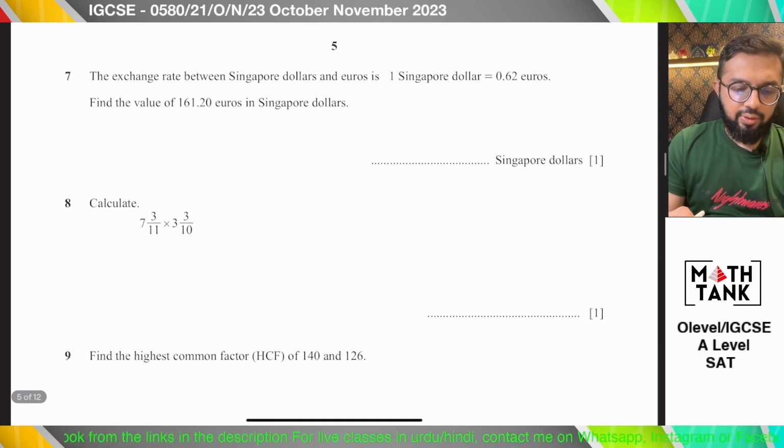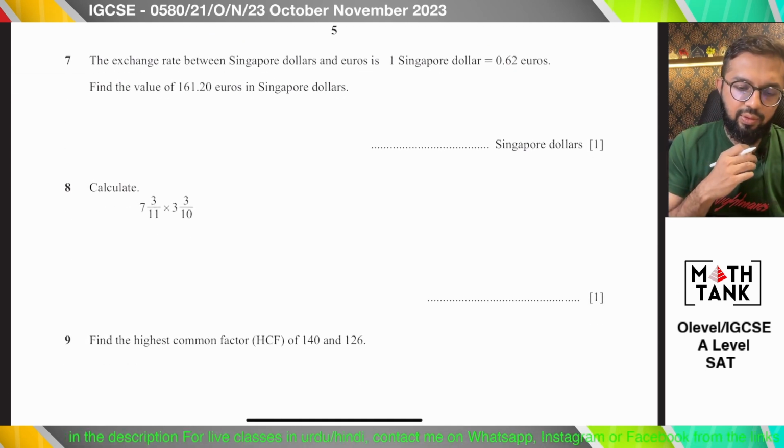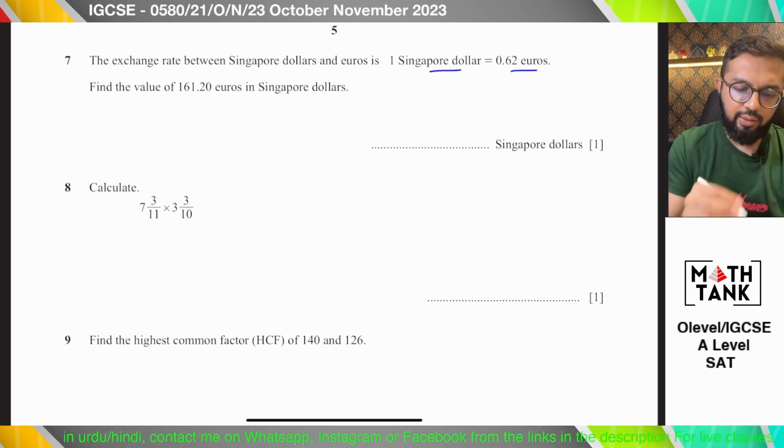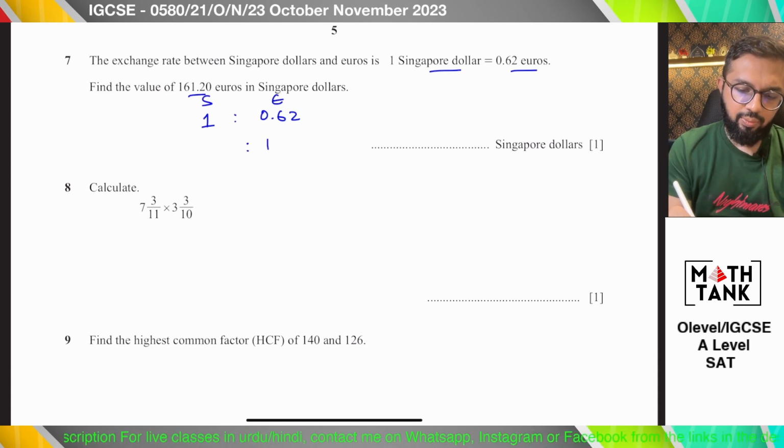Moving on to question number 7. The exchange rate between Singapore dollars and euros is 1 Singapore dollar to 0.62 euros. Find the value of 161.20. So we often keep it as ratios first. I'm going to write Singapore and euros. How many euros am I trying to convert? I'm trying to convert 161.2.